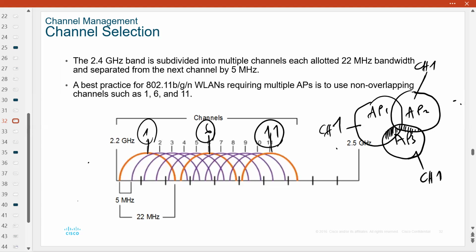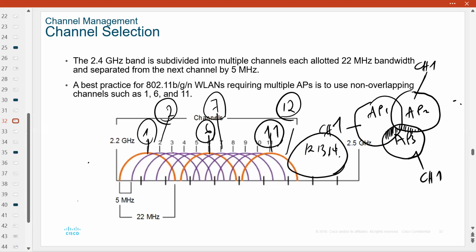We can also have, I think if you choose 2, let me see, 2, 7, probably with 12, I hope. There could also be non-overlapping channels. But the problem is channels 12, 13, 14 are not used. They are not in use. So we only have one set of non-overlapping channels, 1, 6, and 11.